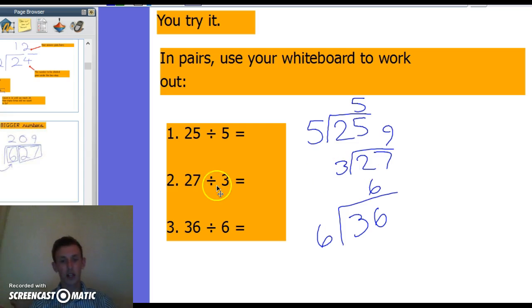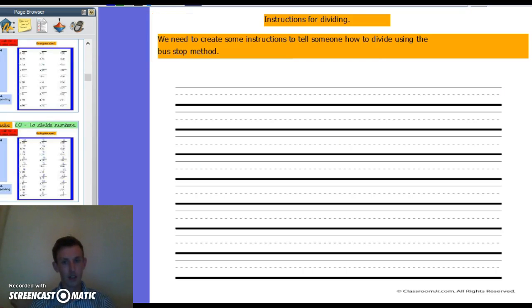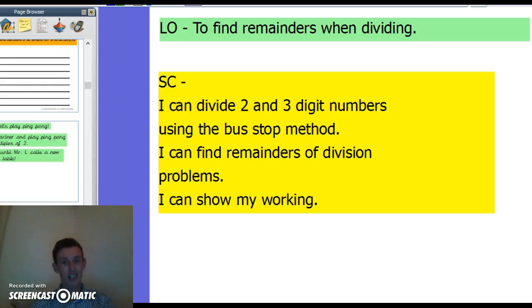Exactly the same for 27 divided by 3. Our divisor goes outside the bus stop, and our number to be divided goes inside the bus stop. So we count in 3s until we get to 27. So hold up your boxing hands. 3, 6, 9, 12, 15, 18, 21, 24, 27. I've held up 9 fingers and I've counted 9 lots of 3. I'm sure you get this by now. Don't worry about those questions, we've already done those in class.